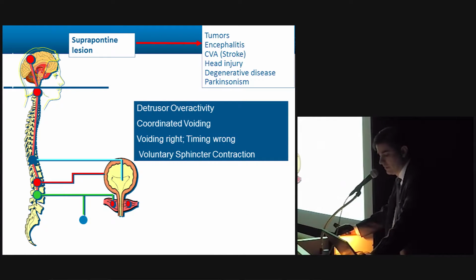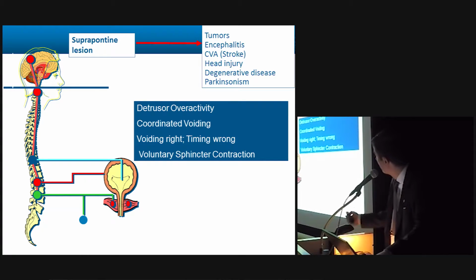As examples of suprapontine lesions, we can cite the tumors, encephalitis, stroke, head injury, degenerative diseases, Parkinsonism. And as I've mentioned before, we should expect detrusor overactivity, coordinated voiding. So the voiding is right, the timing is wrong, and there is voluntary sphincter contraction. So we should expect coordinated function between the detrusor contraction and the sphincter relaxation.